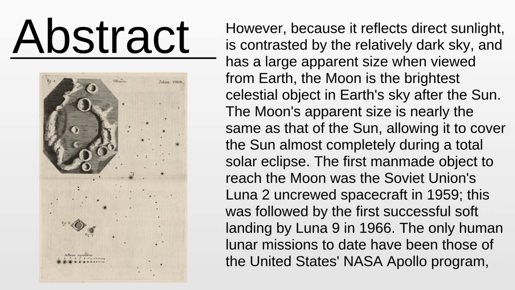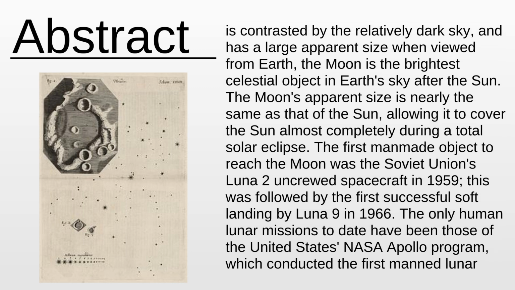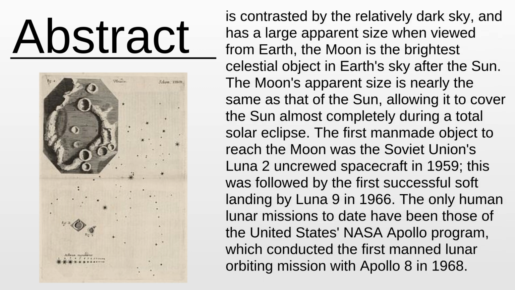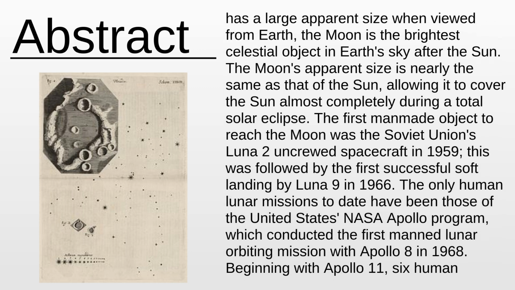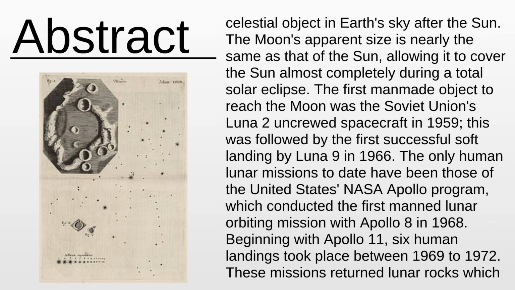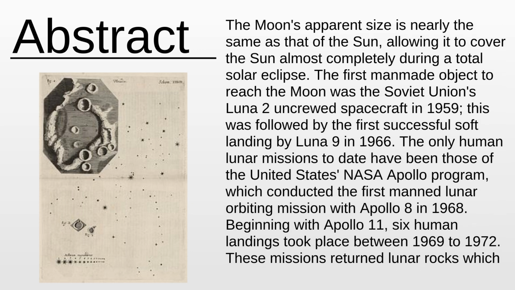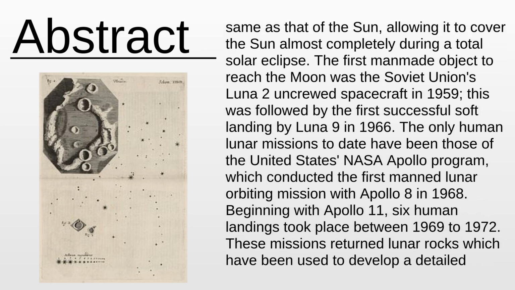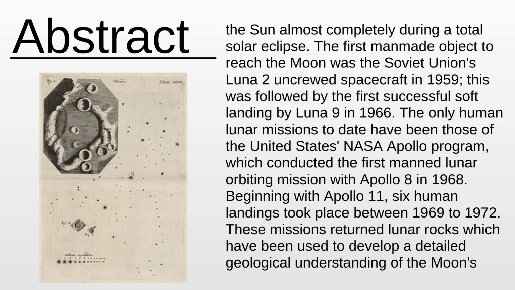However, because it reflects direct sunlight, is contrasted by the relatively dark sky, and has a large apparent size when viewed from Earth, the Moon is the brightest celestial object in Earth's sky after the Sun. The Moon's apparent size is nearly the same as that of the Sun, allowing it to cover the Sun almost completely during a total solar eclipse.